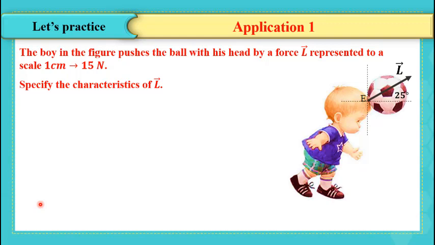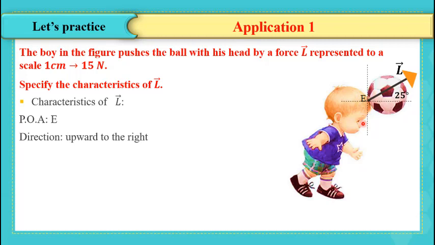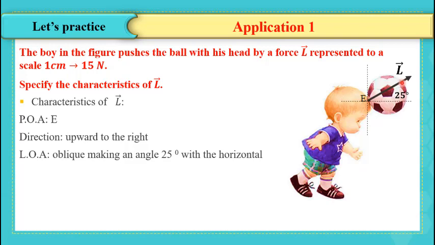Since we are asked to characterize the force vector L, we will start with the first characteristic, which is the point of application, which is the point where the force is applied. And as we have mentioned in the previous slide, it is indicated by the beginning of the vector L. Then it is point E. The second characteristic is the direction of the force, which is indicated by the head of the vector. As you can see, it is upward to the right. The third characteristic is the line of action, which is indicated by the line holding the vector.